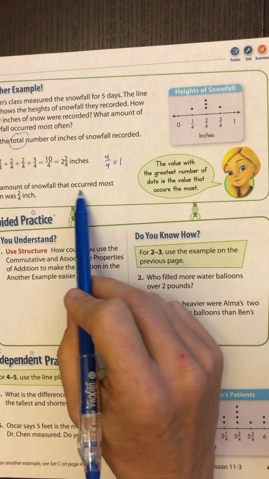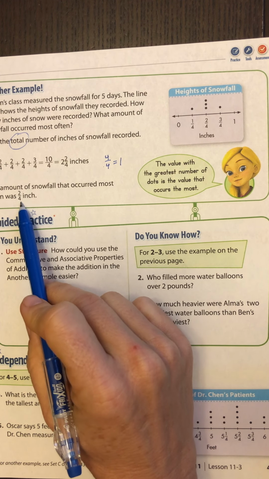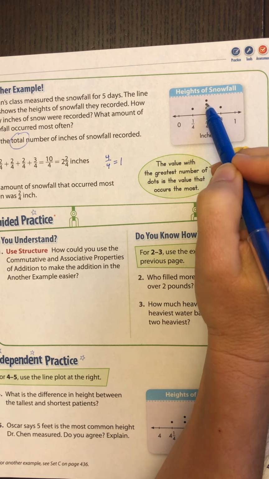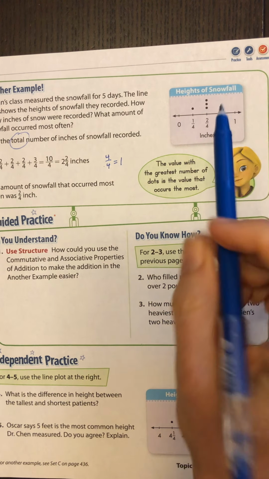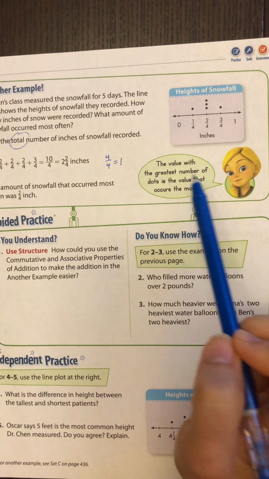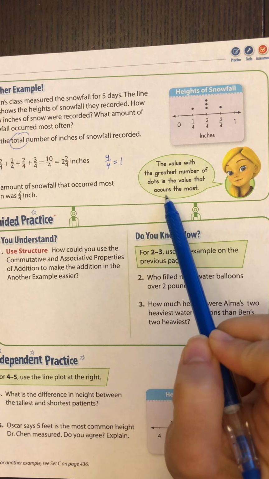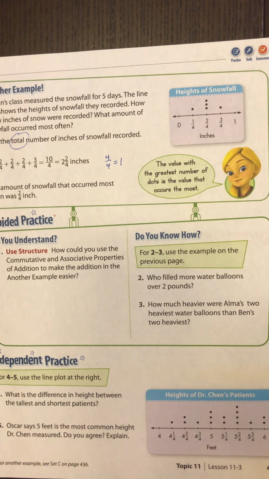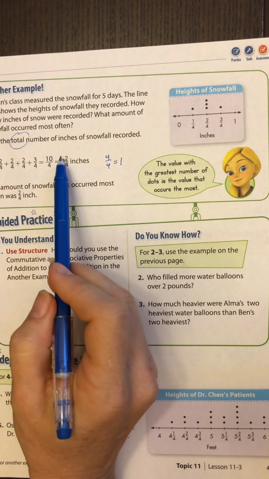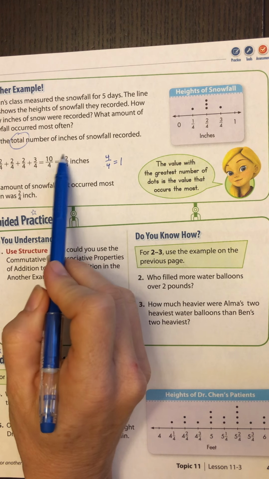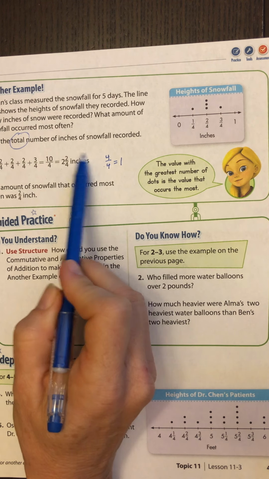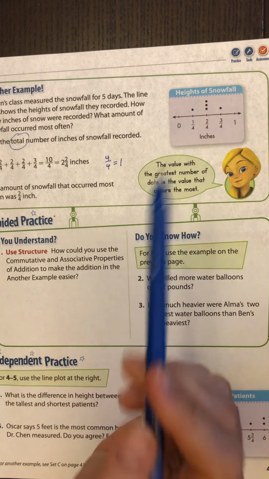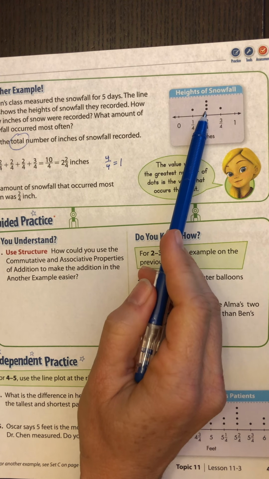So the amount of snowfall that occurred most often was 2/4 of an inch, because most often, remember, would have the most dots above it, or X's. So the value with the greatest number of dots is the value that occurs most. So we've answered 2 different things here. What is the total amount of snowfall? 2 and 2/4, and the amount of snowfall that occurred most often, the 2/4. That's one we can quickly glance at and see.